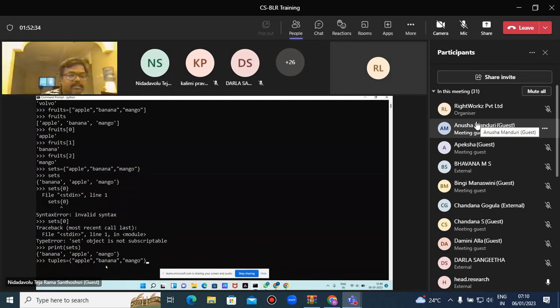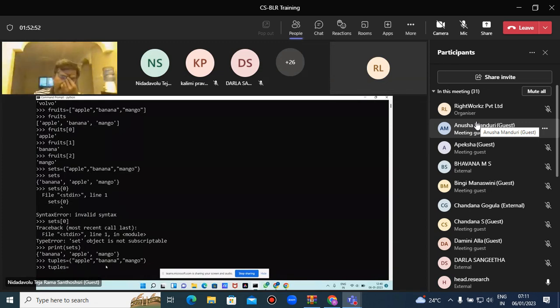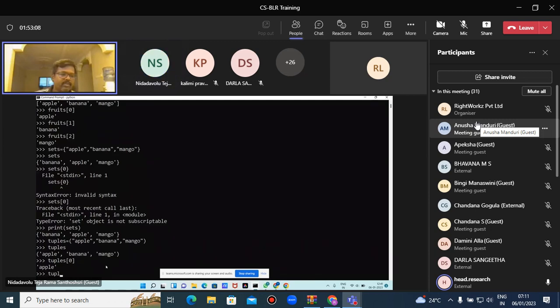Tuples, enter. See, you are getting. Now you can access tuple of 0. Tuple square bracket 0, you can access. It will come. Try, Teja, try. Tuple of 0, you are getting.